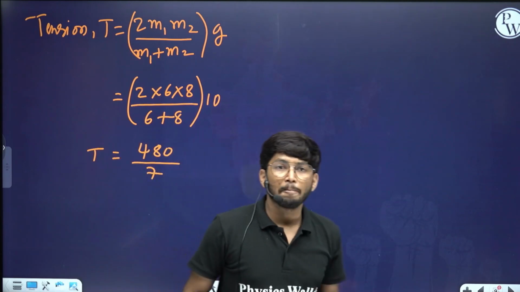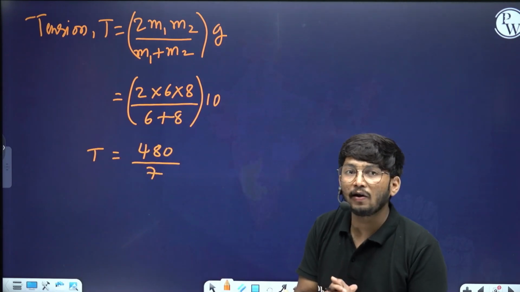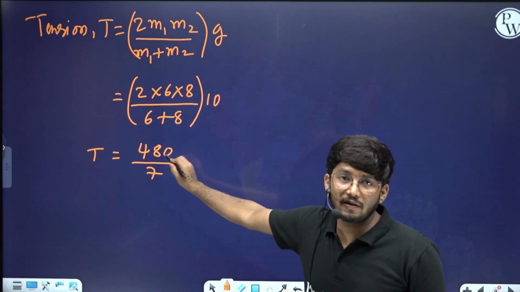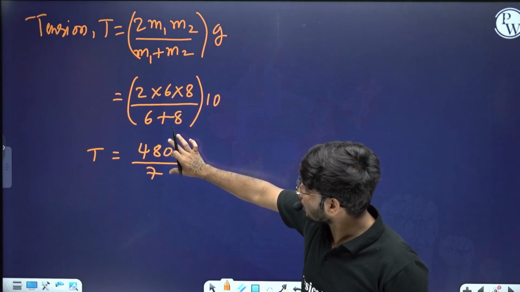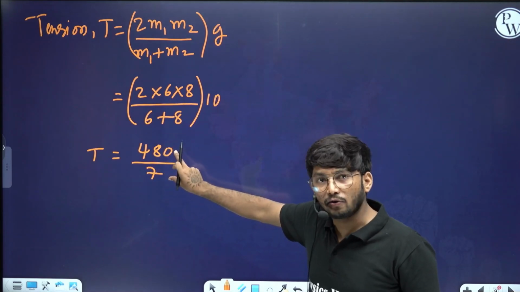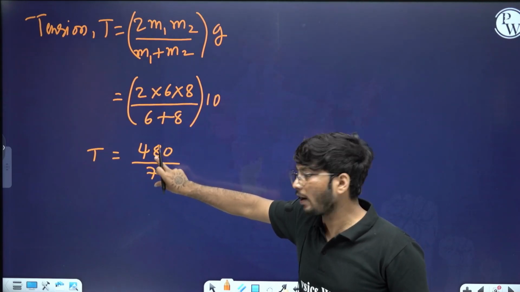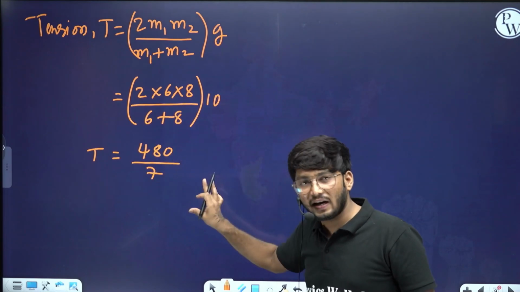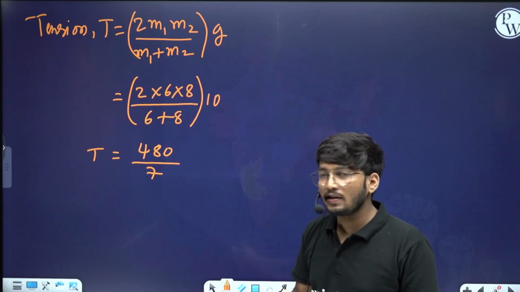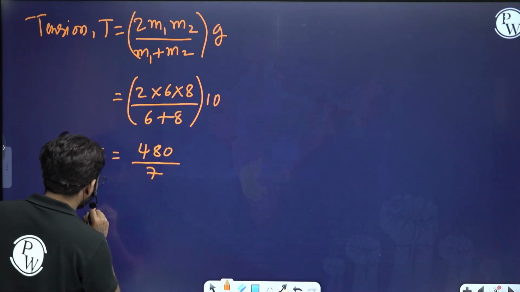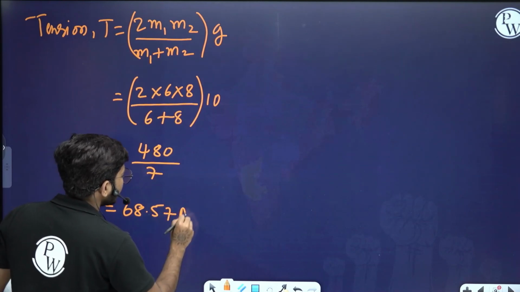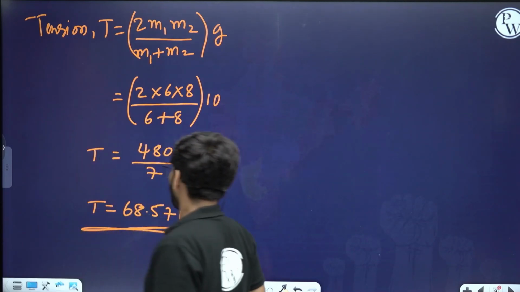Guys, observe here how quickly I can identify what type of answer is going to come. If this was 490, what would the answer be? Directly 70. But this is not 490. If it was 483, the answer would be 69. So the answer is close to 69 and greater than 68. If you calculate the exact value, 68.57 is the answer. T is going to be 68.57.